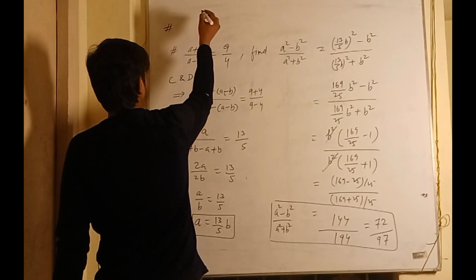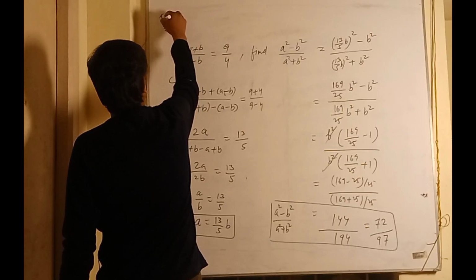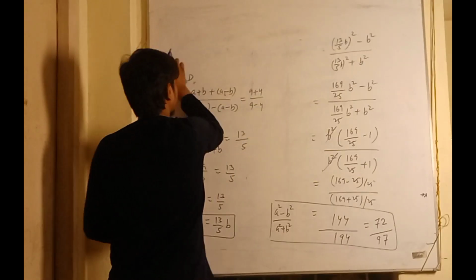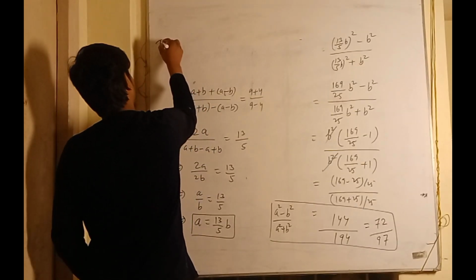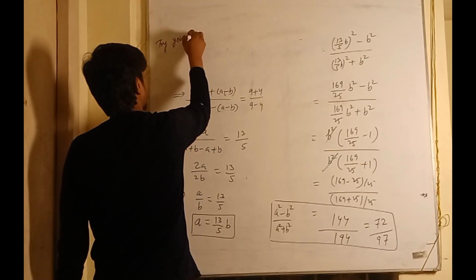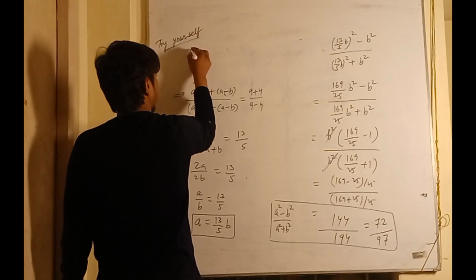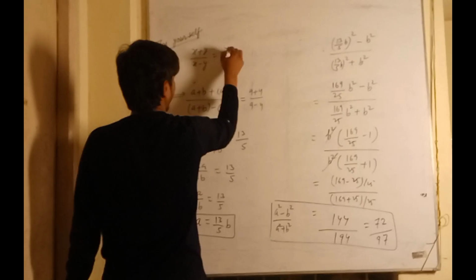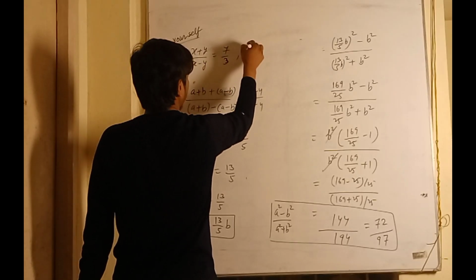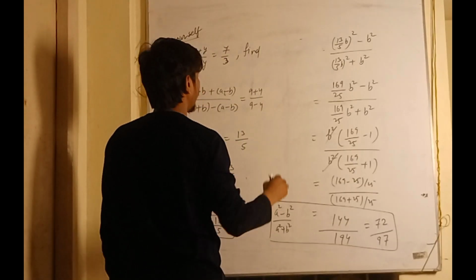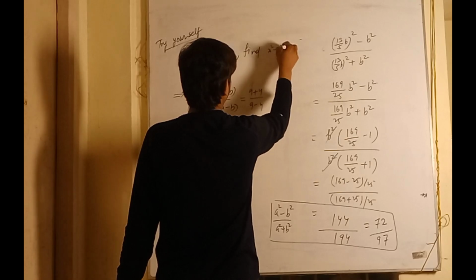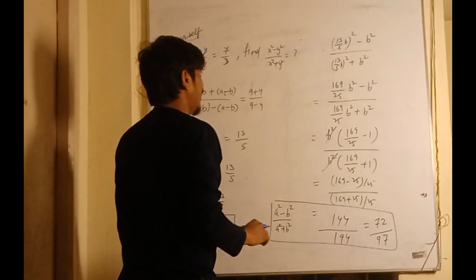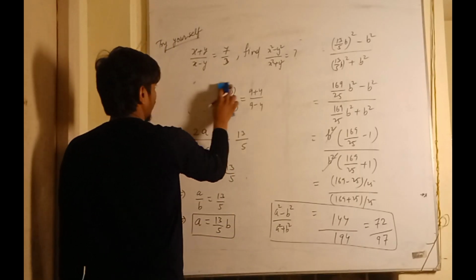So you can try this question by yourself. We have given, let me write over here, try yourself. We have given, let's say, x plus y over x minus y is equal to 7 over 3, and then you need to find the value of x square minus y square over x square plus y square. Evaluate this value and comment on your answer.